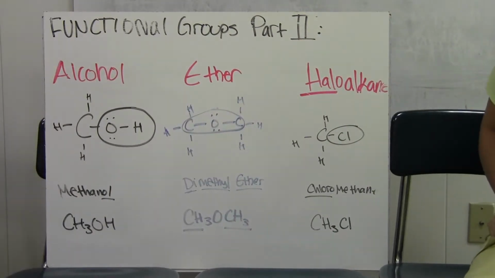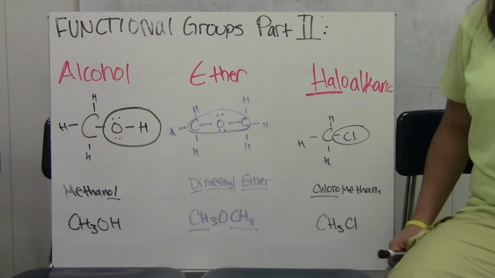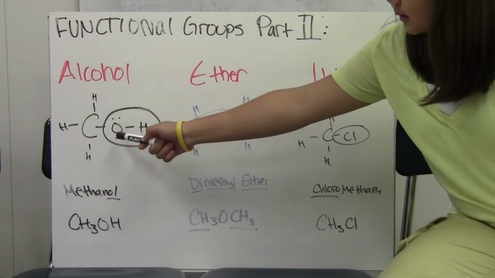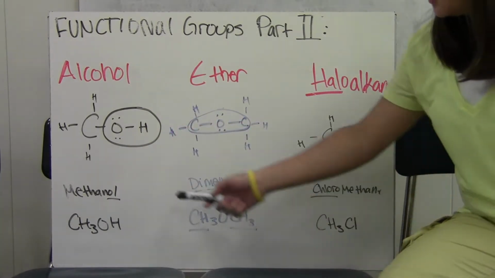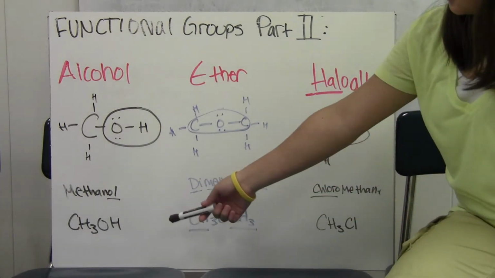So, functional groups part 1. Here we just have a list of some of the functional groups that go on the end of the organic compounds. We have an alcohol, which is very basic. It has an OH group attached to the end. In this particular case, it's methanol, CH3OH.